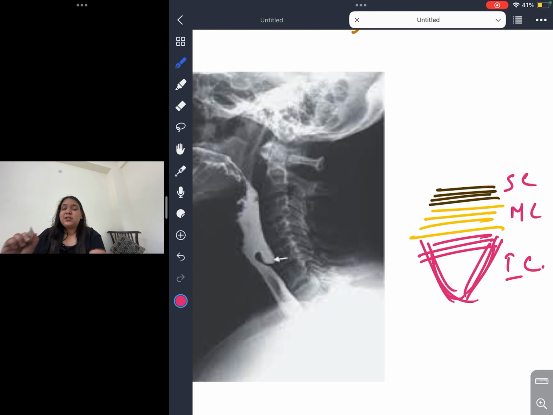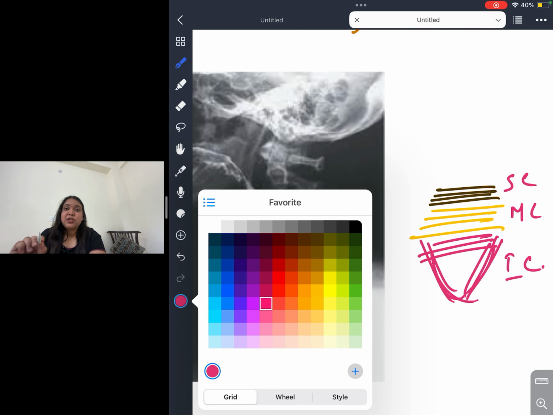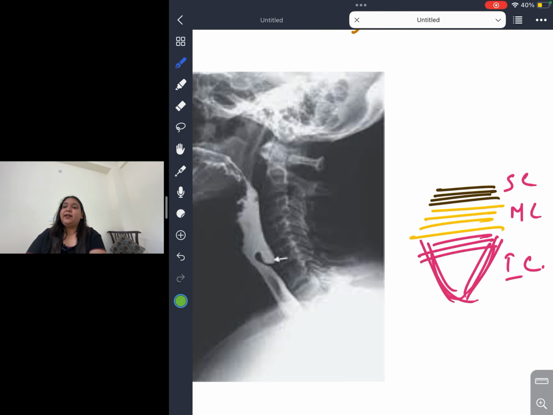So in this inferior constrictor part, we have our cricopharyngeal muscle and thyropharyngeal muscle. And this part here is the Killian's dehiscence.